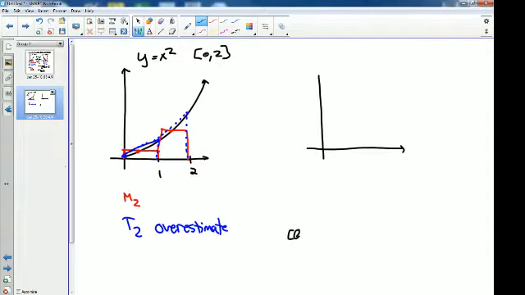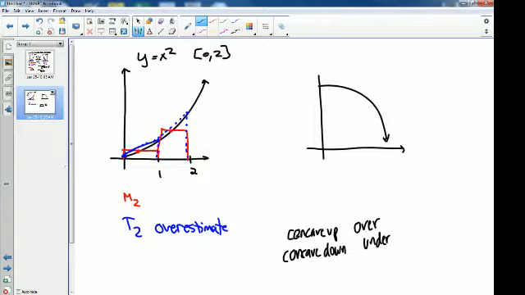You said concave up is an overestimate? And concave down is an underestimate. Canyon is a confident young man at this point. So if I do a concave down function, we're going to check his assertion here. Trapezoids.